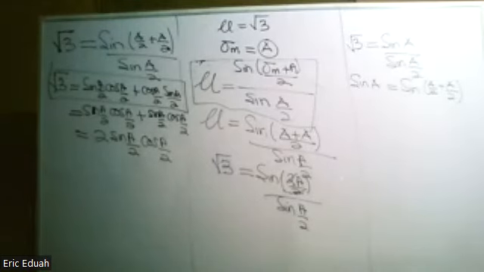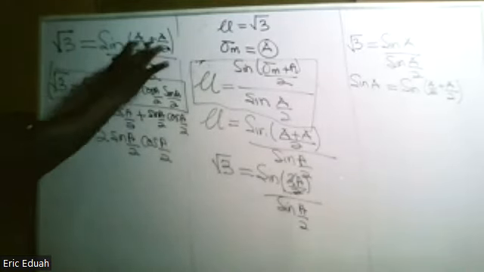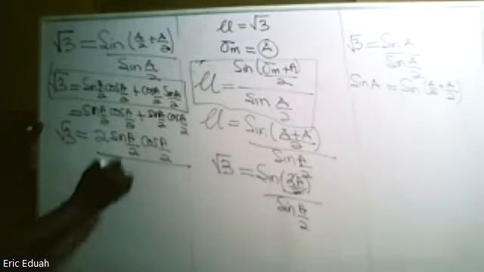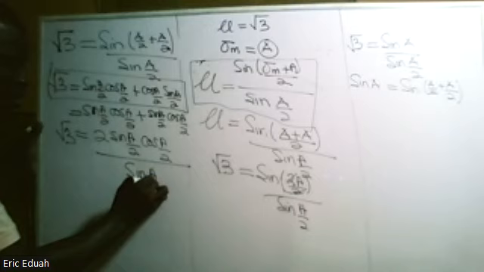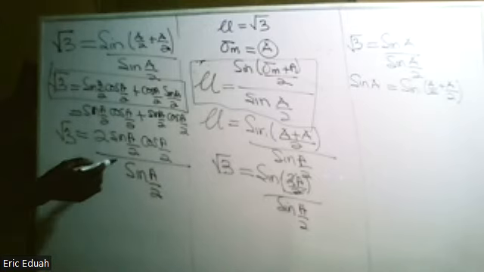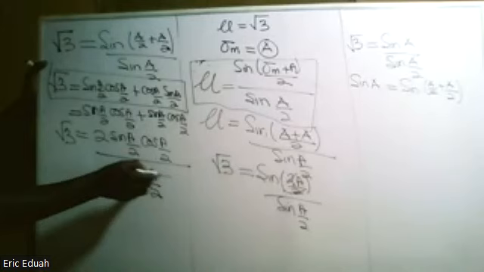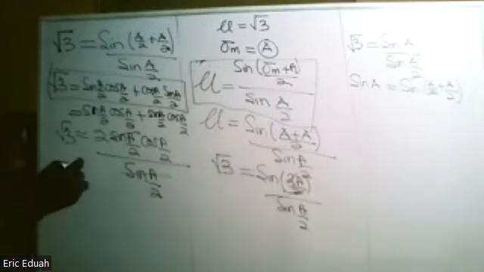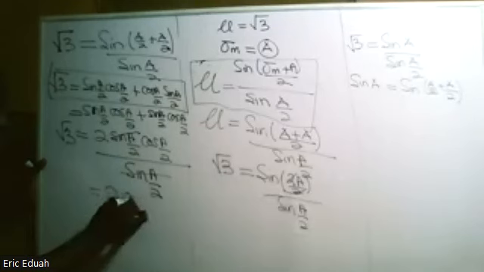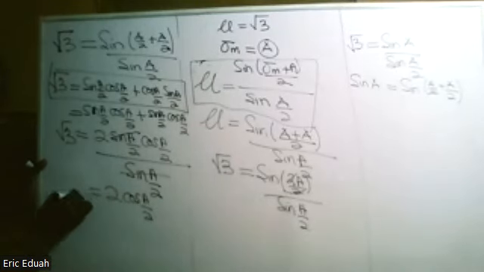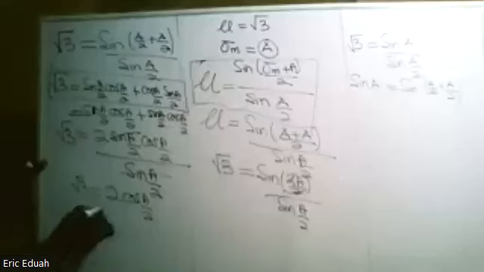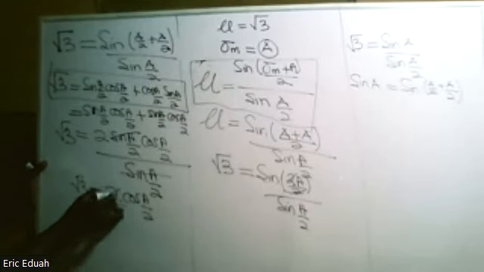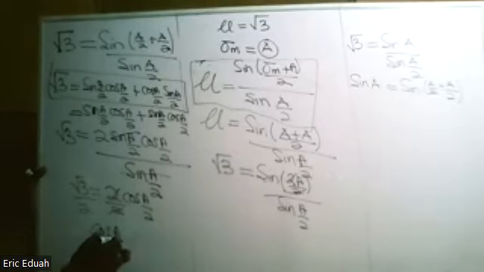Are you okay? Good. Then this is root 3. The numerator is this, all divided by the denominator, which is sine A on 2. Now, all these are multiplying, so this can cancel out this. So we have 2 cos of A on 2 equals root of 3. When you divide through by 2, we have cos of A on 2 is equal to root of 3 on 2.